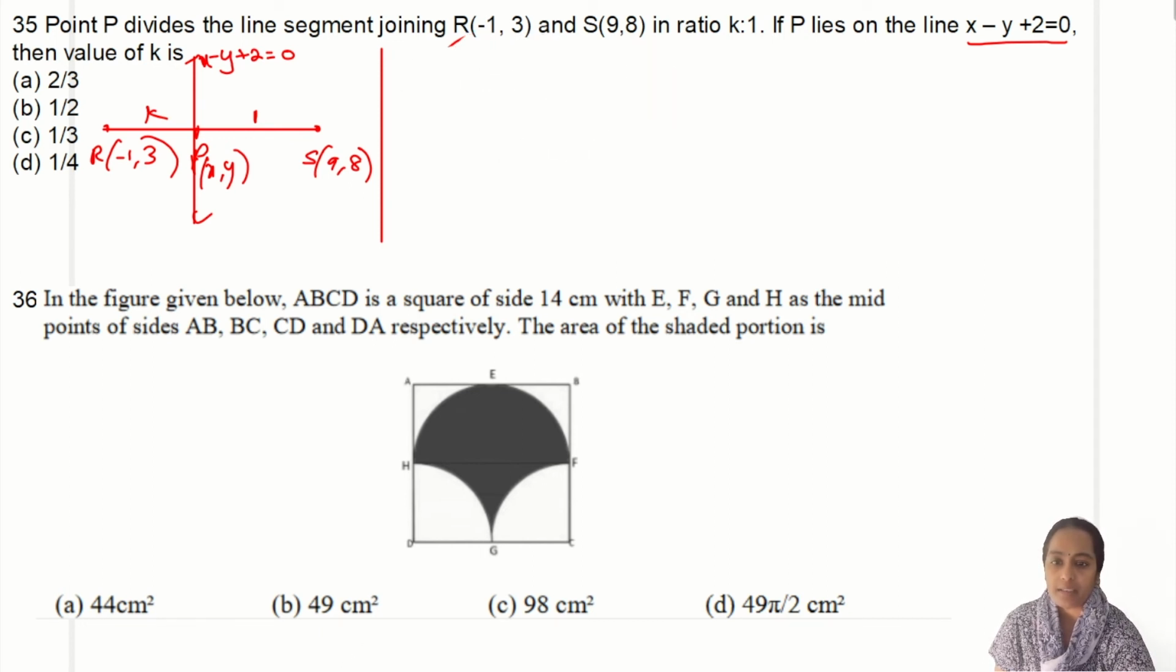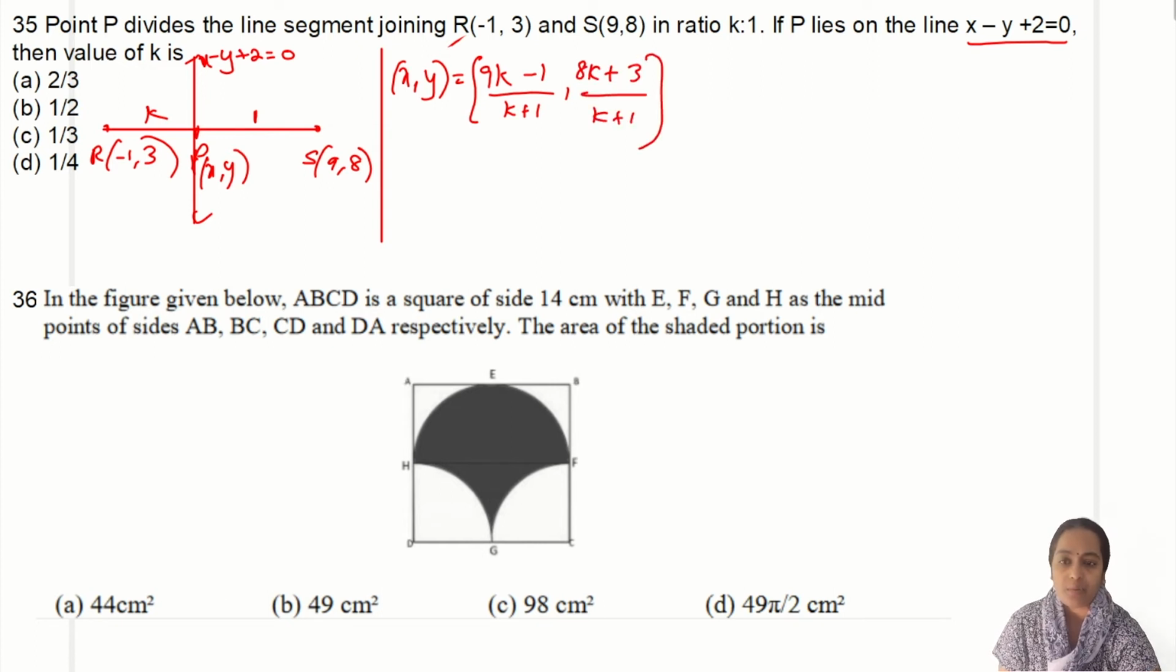So the coordinate x comma y of the point P is going to be 9k minus 1 divided by k plus 1. This is the x coordinate. The y coordinate, using the same section formula, is going to be 8k plus 3 divided by k plus 1. So these are the x and y coordinates of the point P. And the question clearly says the point P is lying on this line. So I found the coordinates of the point P. Look at the figure here. The point P is lying on x minus y plus 2 equal to 0, which means the point P should satisfy this line equation.